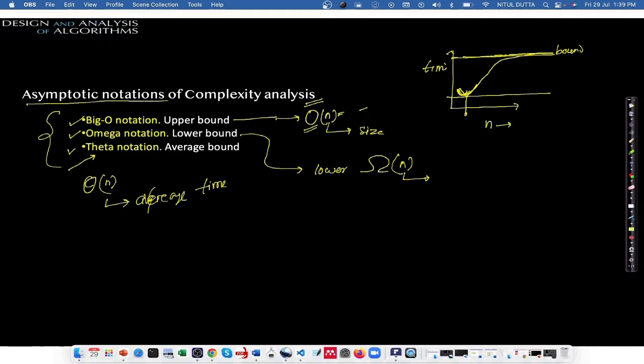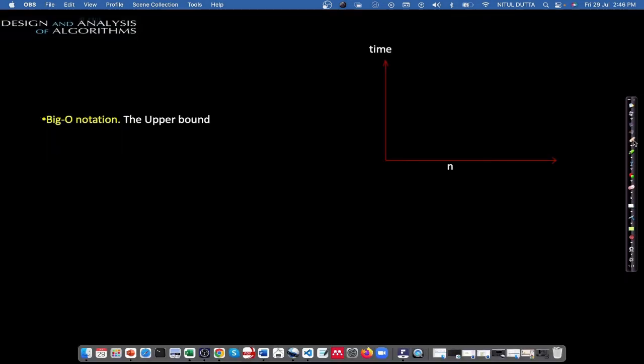So we will see each of the notations in detail, and we will also use some examples in order to see these big O, omega, and theta notations. Now let us talk about the big O notation, which is represented as order of n, where n is the size of the input.